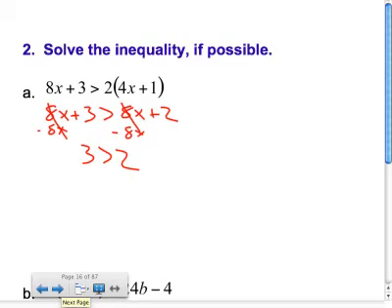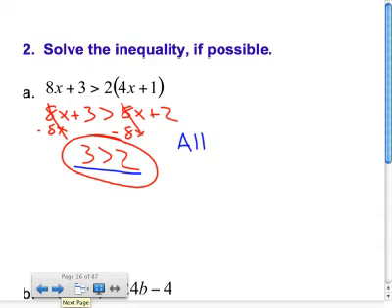Okay, now this goes back to, we looked at things like this earlier in the semester when your variables cancel. If the thing you are left with is a true statement, then your solution is all real numbers. If the thing that you're left with is not a true statement, then your answer would be no solution. And if I asked all of you, if I said, is this a true statement? Is 3 in fact greater than 2? Clearly all of you know that that is a true statement. Therefore, the solution here is all real numbers.